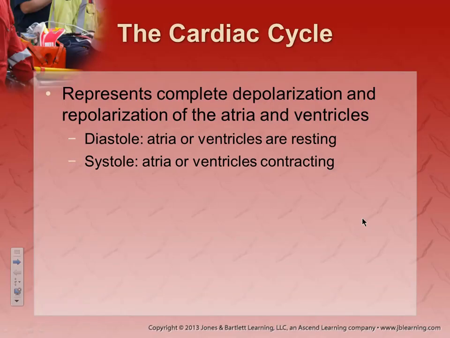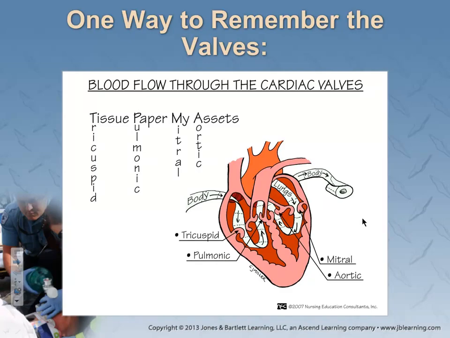Here we go. So this is a good way to remember the blood flow of your cardiac valves. Tissue paper, my assets. Tricuspid, pulmonic, mitral, and aortic. And that's the way it is in order. So remember that. Tissue paper, my assets.